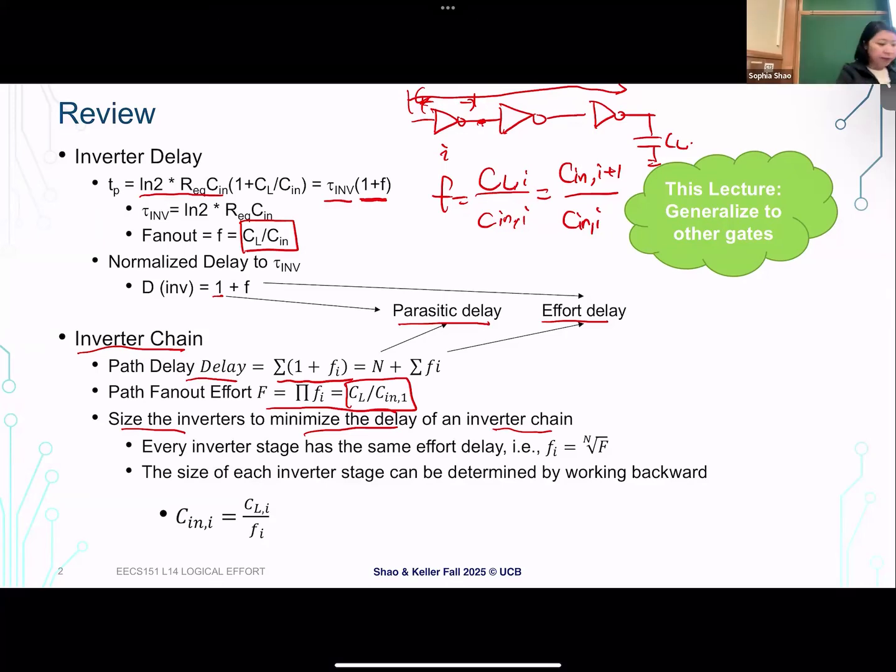And that happens when basically every inverter stage has the same delay, right? We want to distribute the multiplied product into each stage. So in this case, the fan out of each stage is basically the nth root of the entire fan out of the path. With that, we can go back to our fan out, and we can either go forward from the first input or go backward from the load to start assigning the inverters at each stage.